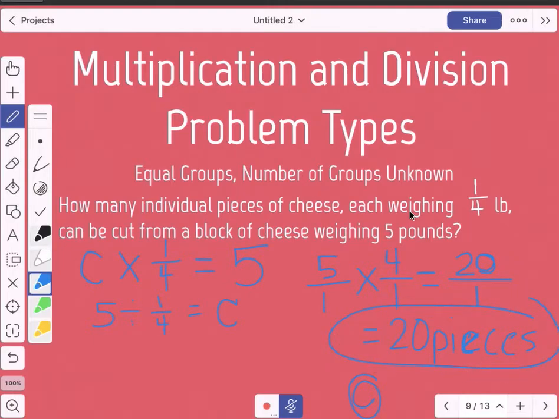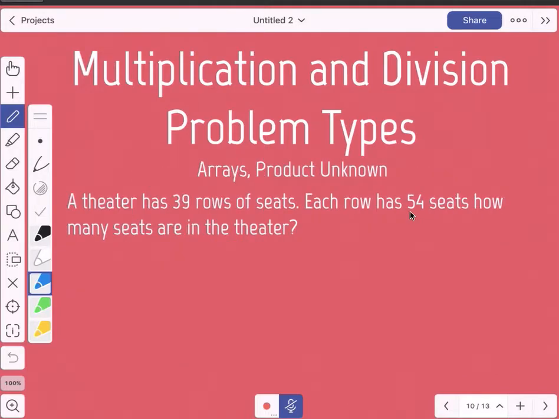So let's look at that. I knew that my groups had a size of 1/4 of a pound. I knew my product was 5, but what I didn't know, what was missing, was how many groups I had. And in this case, it was 20. So that's 3 types of problems right there. Now the next 3 are going to be super similar, but they have one thing in common. Instead of talking about groups, now we're talking about arrays.